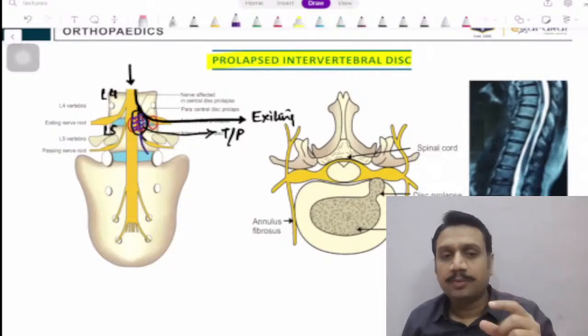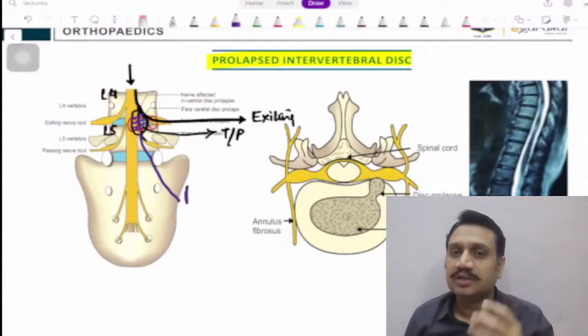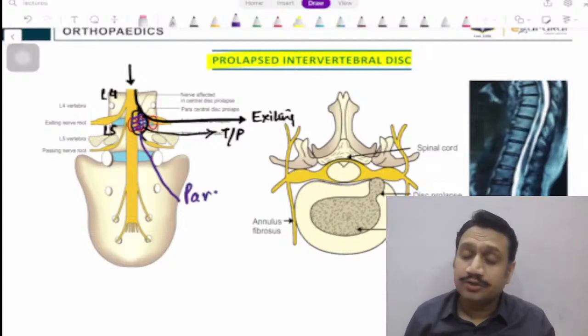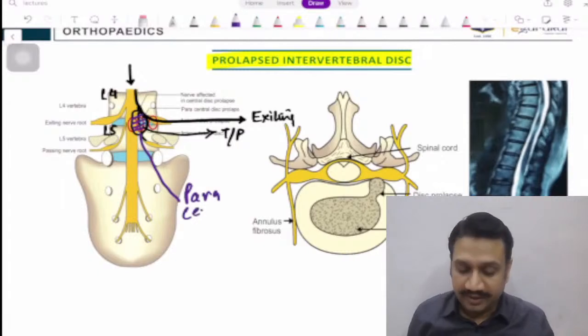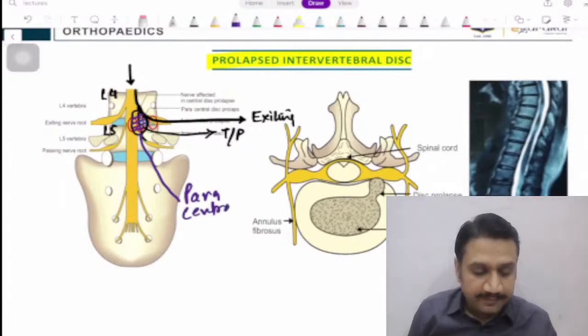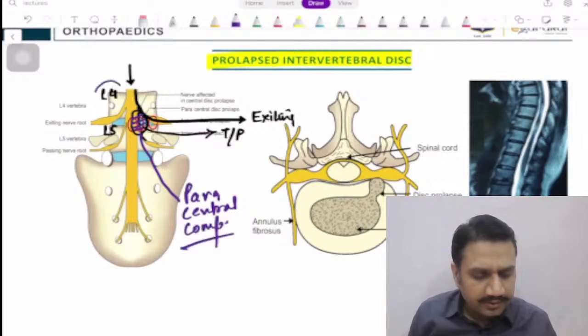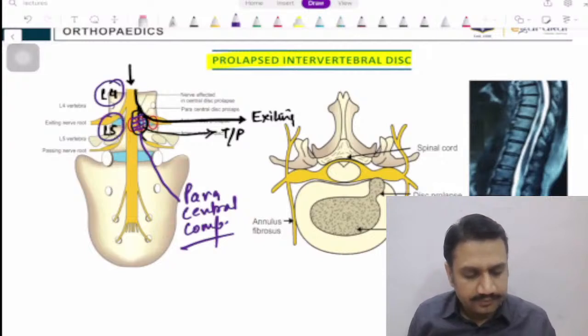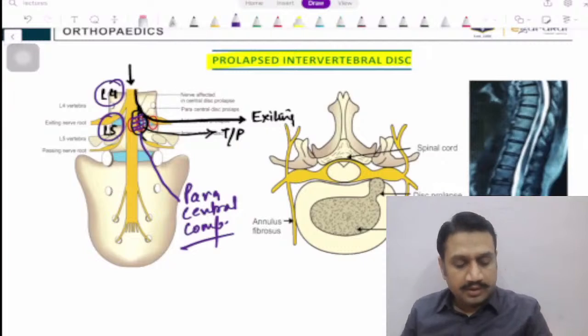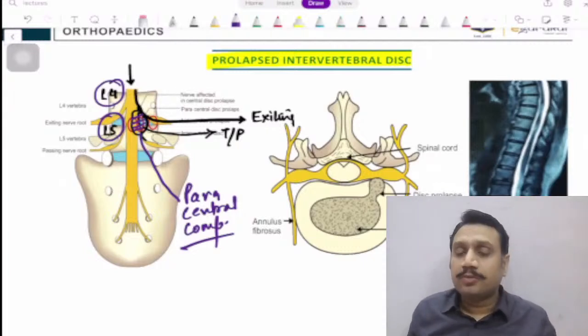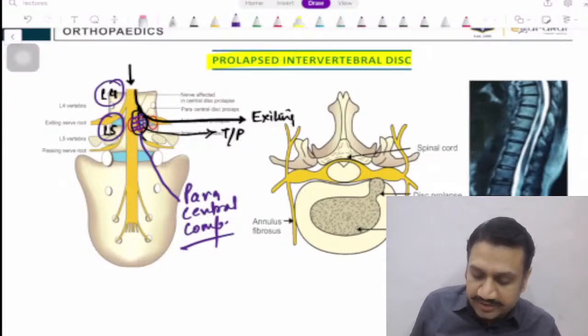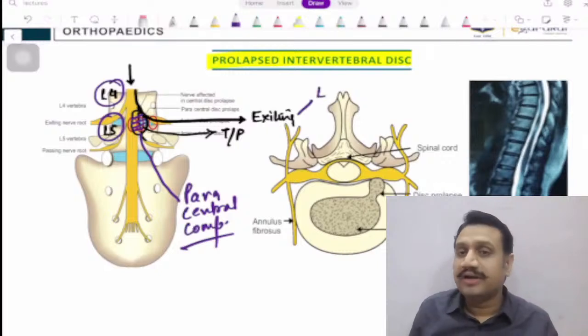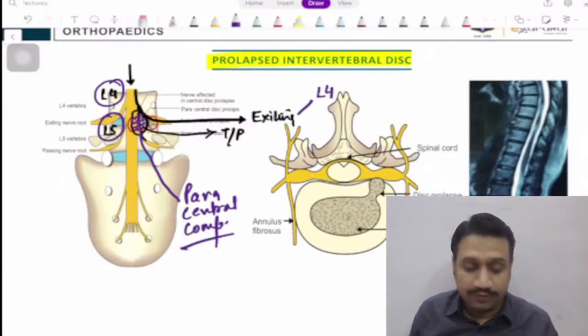And if you talk about the nerve roots passing from a particular level, you should always remember which nerve passes from where. So between the L4 and L5 body. Now see this one, when you talk about the L4, L5 level, the root which is going out here below the L4 body is L4, right? That root is L4.